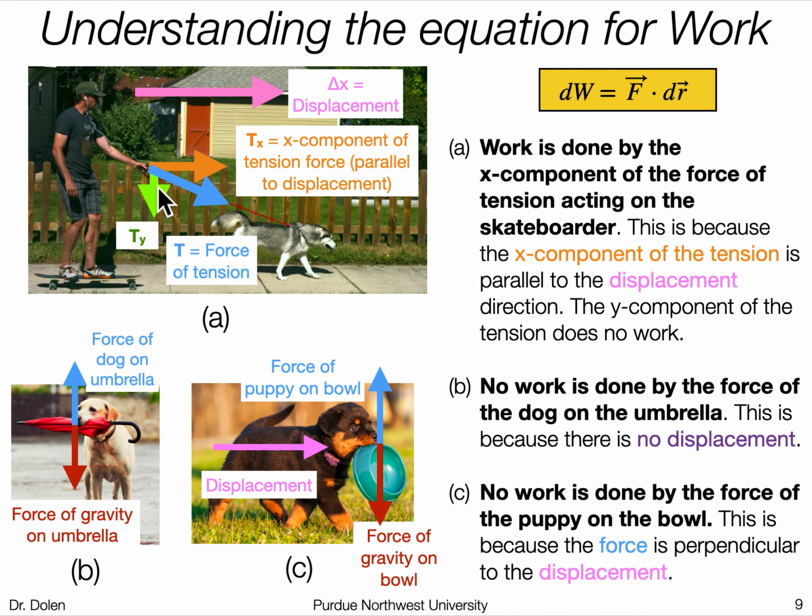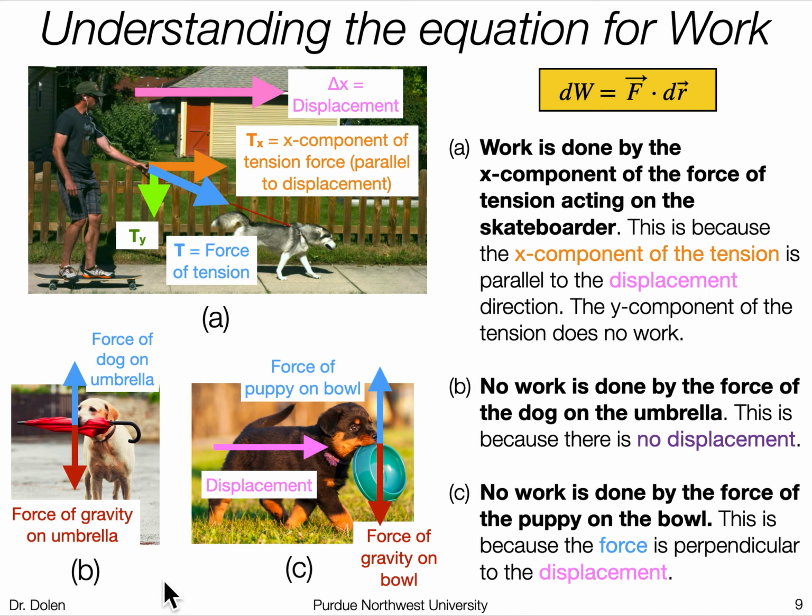This component of the tension in the y direction is not doing any work. It's not helping to make the skateboarder move. It's not resulting in any displacement. It's not aligned with the displacement direction. So that component of the tension is kind of wasted, right? It's not helping to speed up this skateboarder. All right, so that's our first example. In this case, the dog is doing work because an x component of the tension is parallel to the displacement. Let's look at case B.